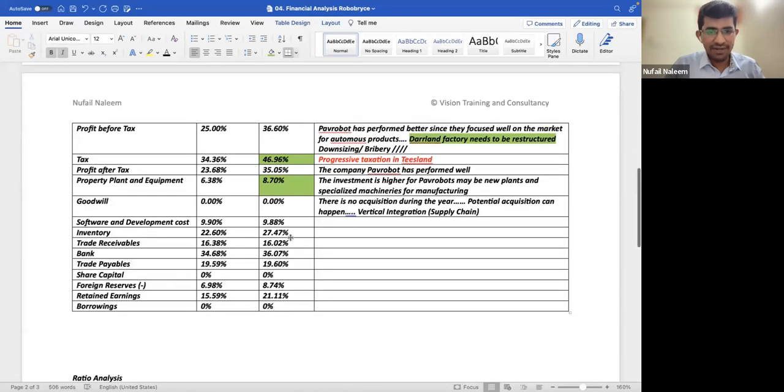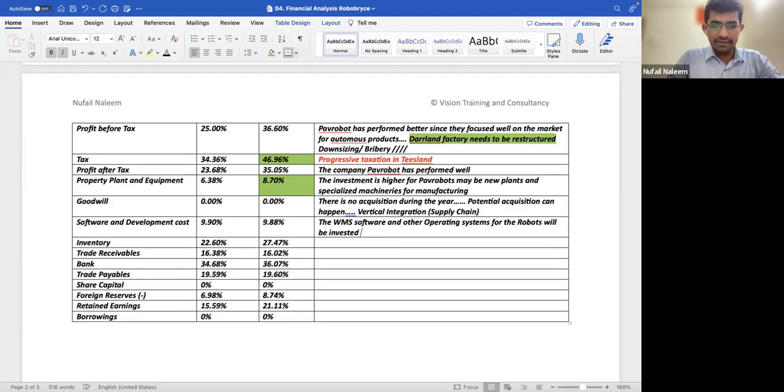So software development cost, I'll write down here the WMS software and other operating systems for the robots will be invested as well. And system upgrades. Cyber risk can come, students. There can be an upgrade.